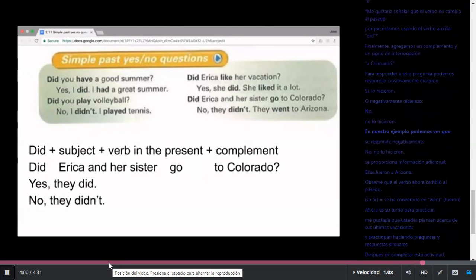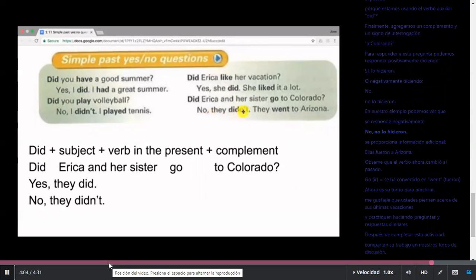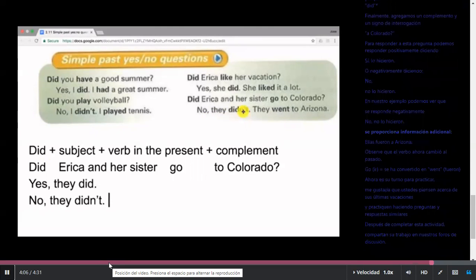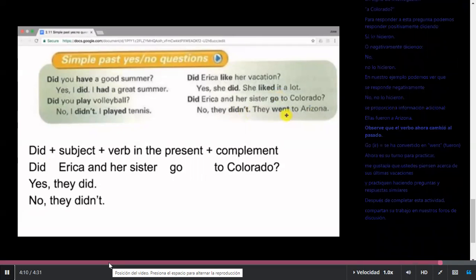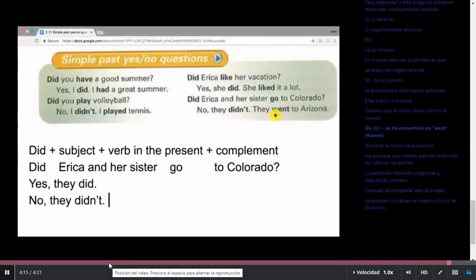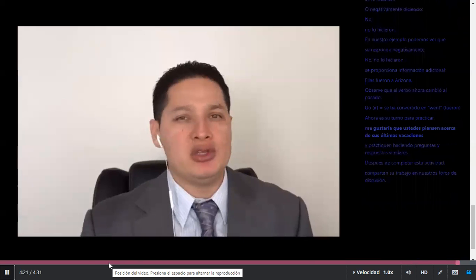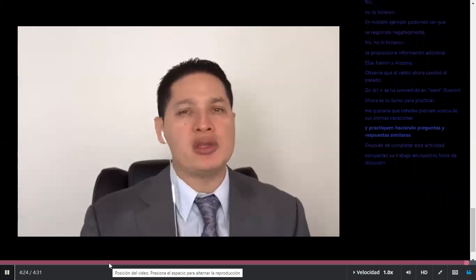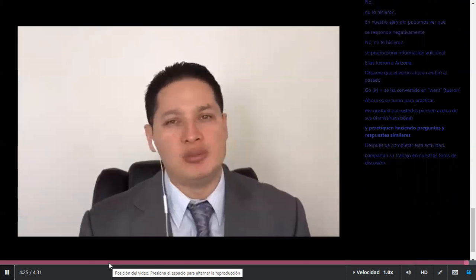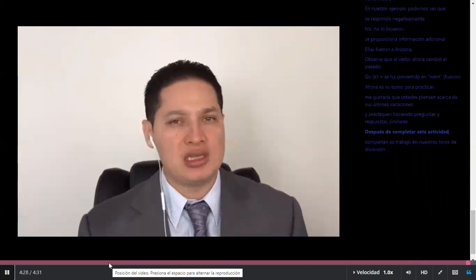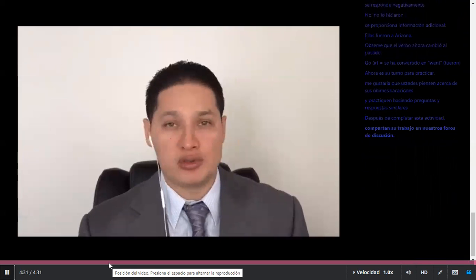In our example, we can see that it is answered by saying, no, they didn't. Then extra information is given. They went to Arizona. Notice that the verb now changed to the past tense. Go turned into went. Now it's your turn to practice. I would like for you to think about your last vacation and practice making questions and answers about it. After you finish this activity, share your work in our discussion forums.